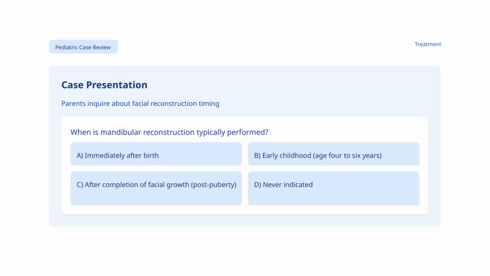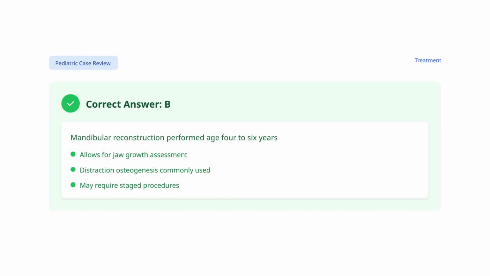Parents inquire about optimal timing for facial reconstruction. The question asks, when is mandibular reconstruction typically performed in Goldenhar syndrome? Option A, immediately after birth. Option B, early childhood age 4 to 6 years. Option C, after completion of facial growth post-puberty. Option D, never indicated. The correct answer is B.